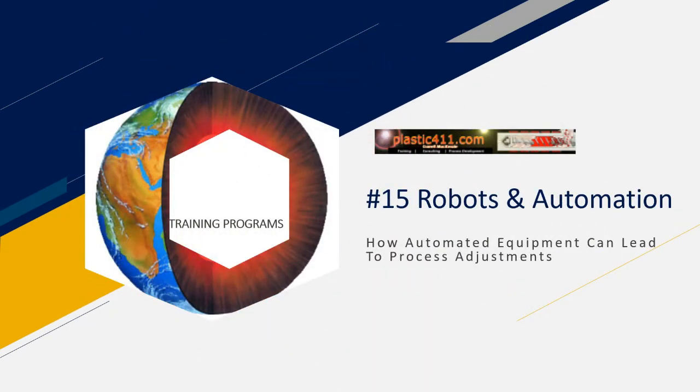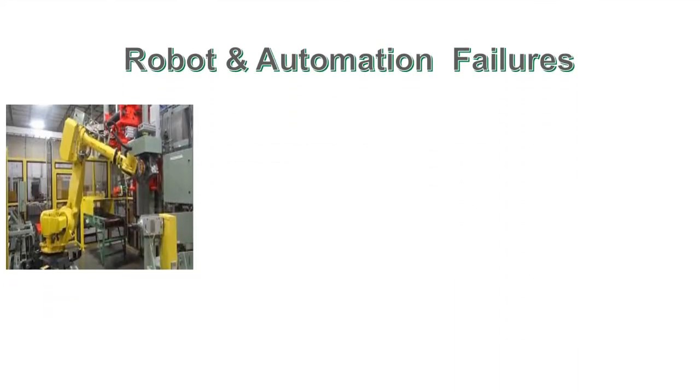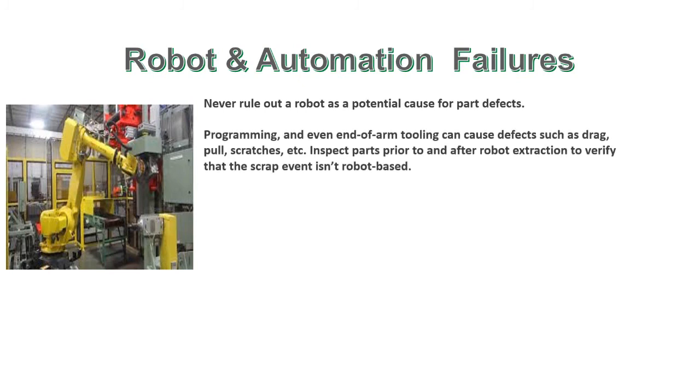Lastly, we have number 15, robots and automation. We're going to discuss how automated equipment can lead to process adjustments. Never want to rule out a robot as a potential cause for part defects. Programming and even end-of-arm tooling can cause defects such as drag, pulls, scratches, etc. Inspect parts prior to and after robot extraction to verify that the scrap event is robot-based.